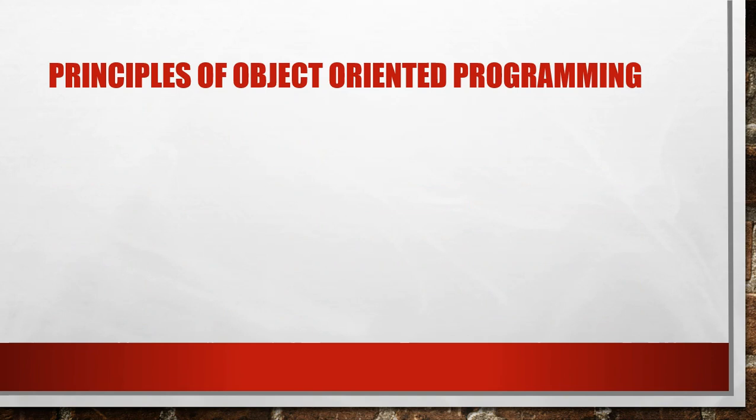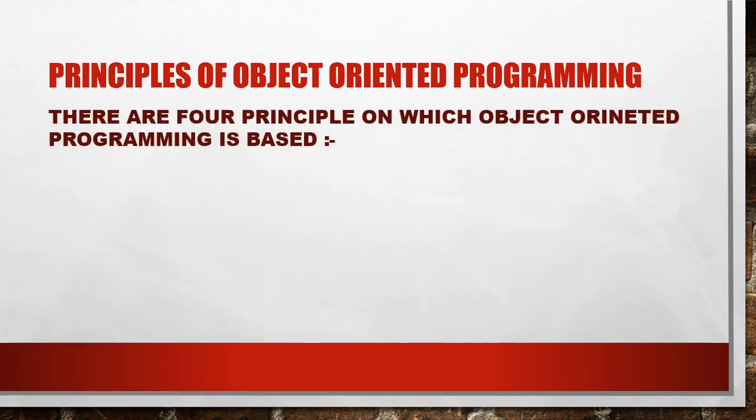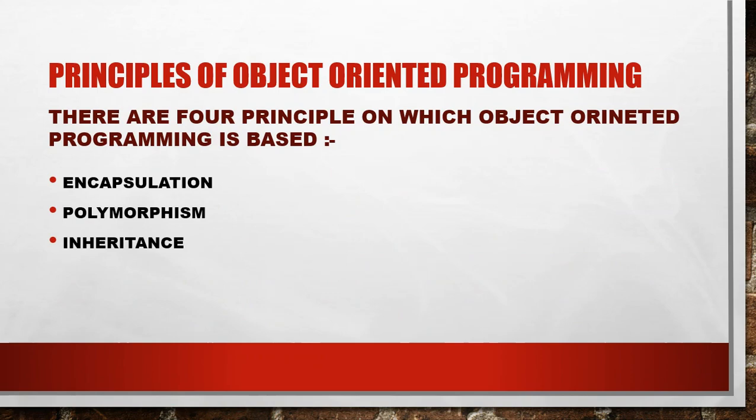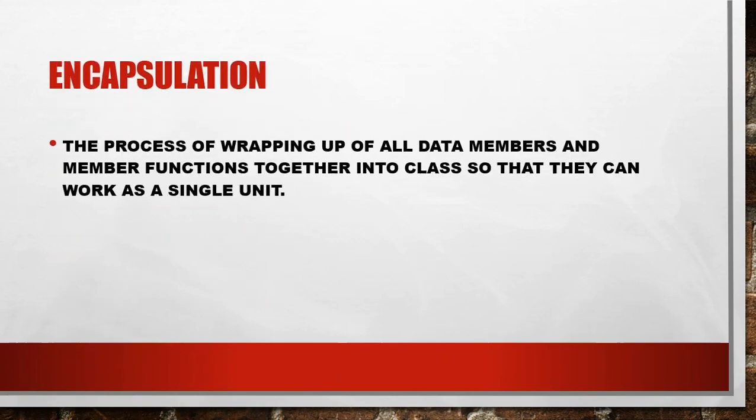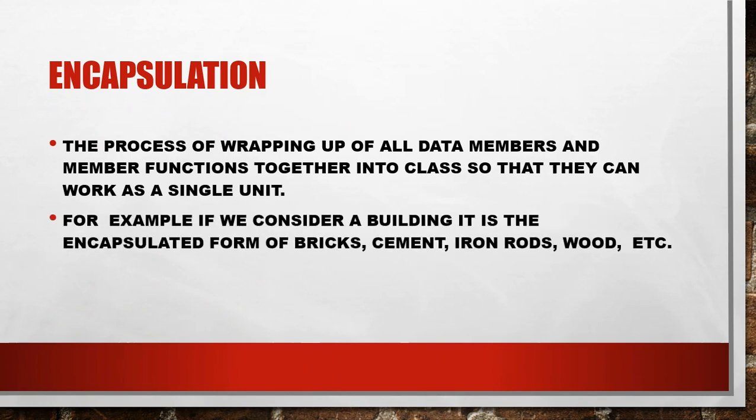Now the most important part. The principles of object-oriented programming. There are 4 principles on which object-oriented programming is based: encapsulation, polymorphism, inheritance, abstraction. First, encapsulation. The process of wrapping up of all data members and member functions together into a class so that they can work as a single unit. For example, if we consider a building, it is the encapsulated form of bricks, cement, iron rods, wood, etc.